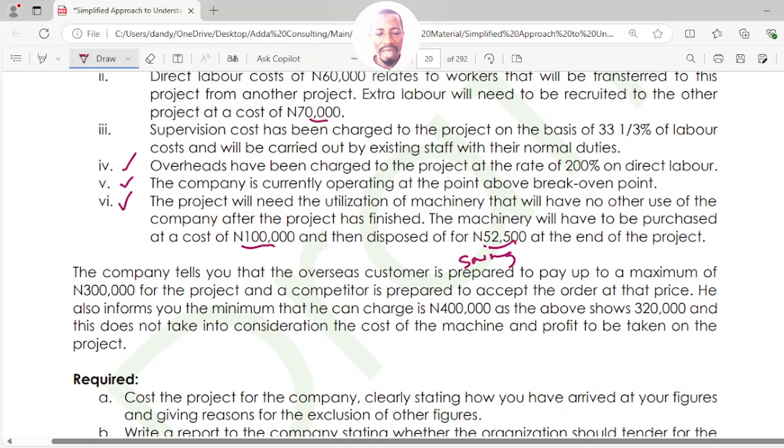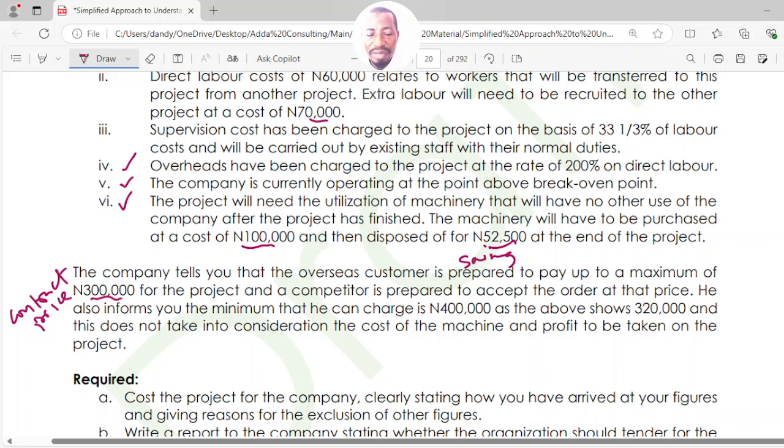Then in the last paragraph, you are told that the overseas customer is prepared to pay up to a maximum of 300,000 naira for the project. This 300,000 naira is the contract price. And a competitor is prepared to accept the order at that price. He also informs you the minimum that he can charge is 400,000 naira, as the above shows 320,000 naira, and this does not take into consideration the cost of the machine and profit to be taken on the project.